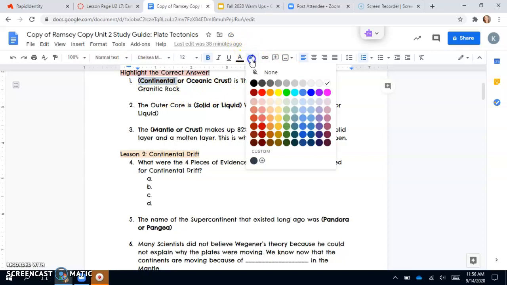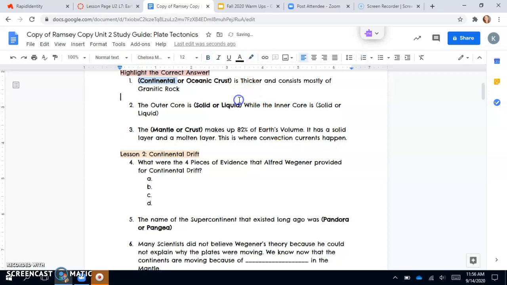So I'm going to highlight this one, and I'm going to use blue. Okay, so continental crust is the answer here. So it is thicker and consists mostly of granitic rock.